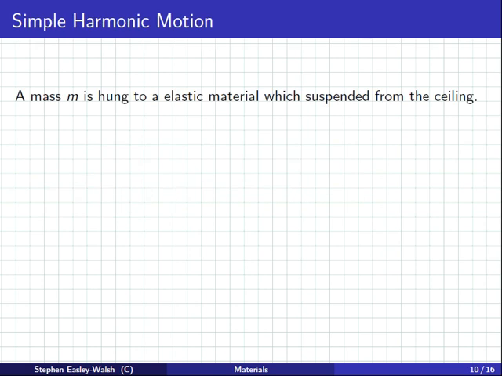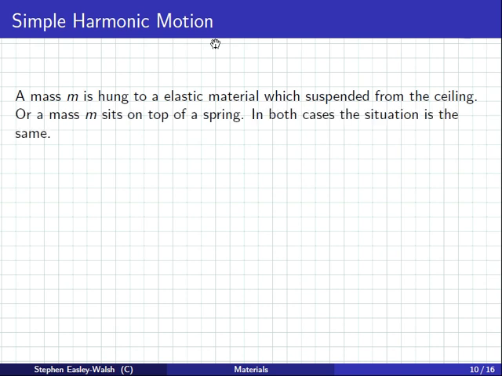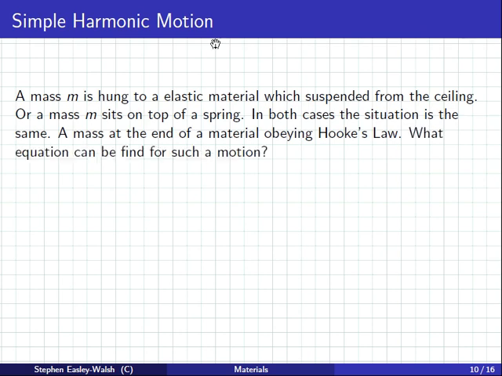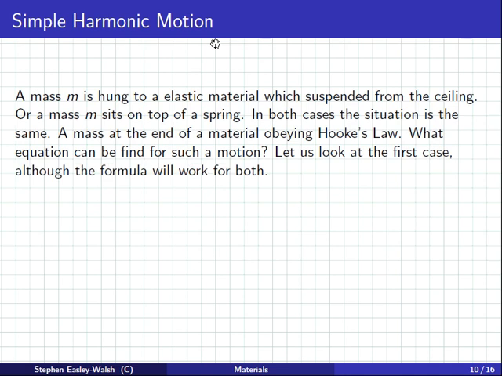Now, if you were to hang a mass on an elastic material from the ceiling, or if you put it on a spring, it's the same. The mass will obey Hooke's law. And what equation can we find? Now, I used to do the proof, but the proof is long and it's not on the exam, so I won't bother with the proof. But I'll just explain what we have. Imagine you have a spring from the ceiling, and you put a mass at the end of it, and you pull the mass down and you let go. What happens? It'll go like this.